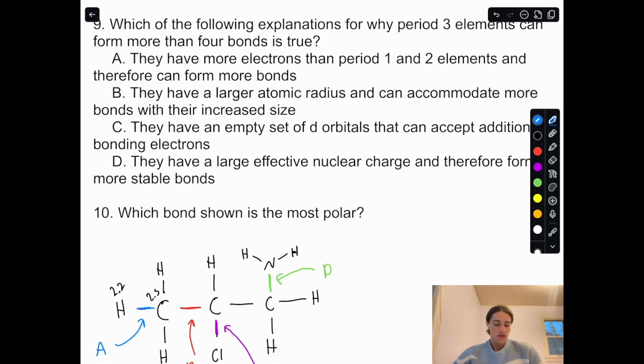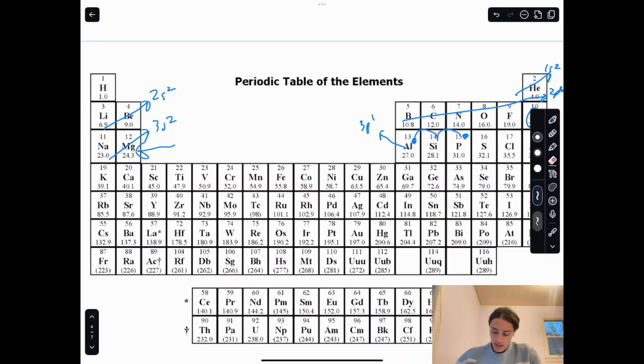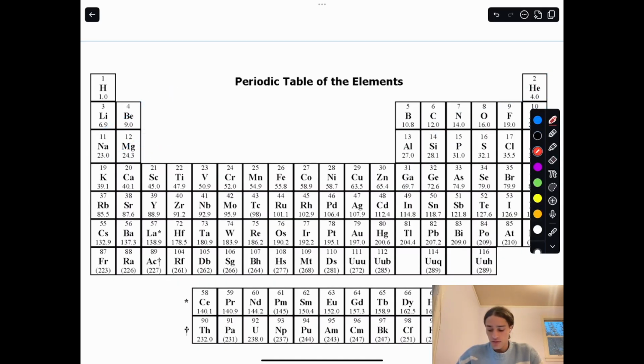Okay. Which of the following explanations for why period 3 elements can form more than 4 bonds is true? Just as a quick review, this is basically saying that the period 3 elements, so basically row 3, can form more than 4 bonds, which breaks a rule that you learn about the period 2 elements. The period 2 elements follow what's called the octet rule.